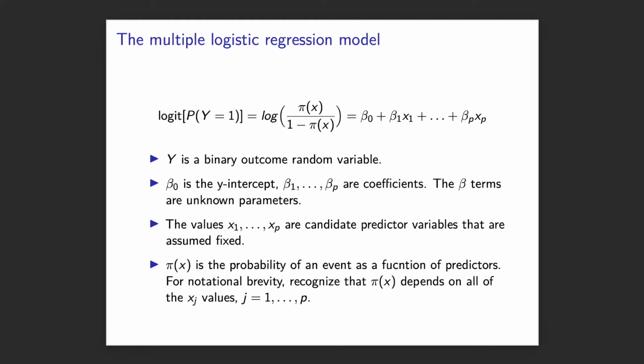Very cool. Y is binary, as we said. Beta not is the intercept. Beta 1 to beta P are coefficients. Beta terms are unknown parameters. A beta term is like how important a different predictor is on the log odds scale. X1 to XP, I'm going to use this terminology.